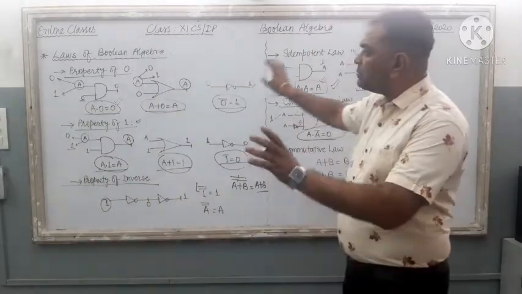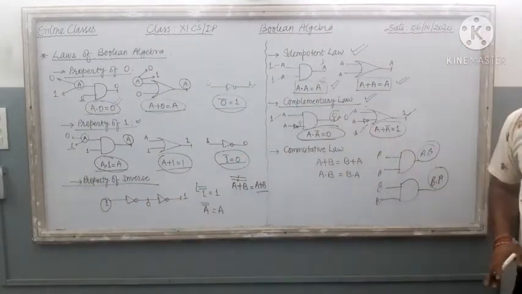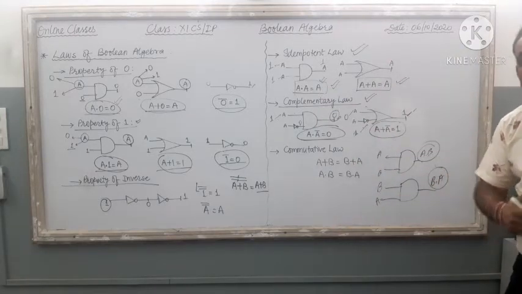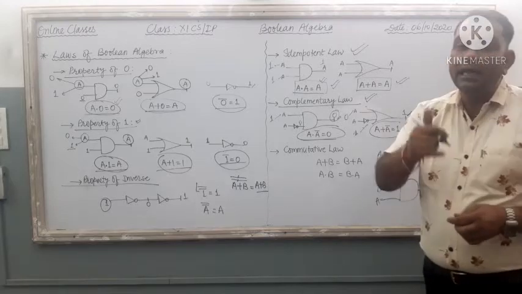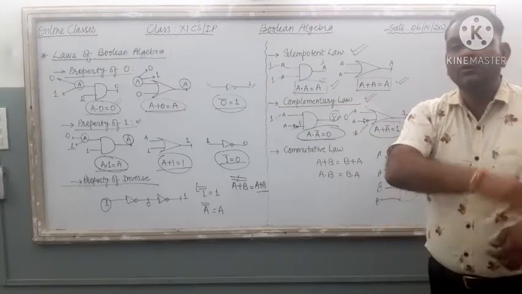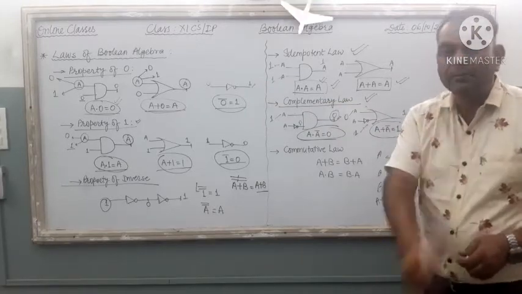Right? So here on this board, 6 different laws are there on the board. Just remember all these laws so that you can prove any given Boolean equation either algebraically or according to the truth table. Right? Thank you very much.